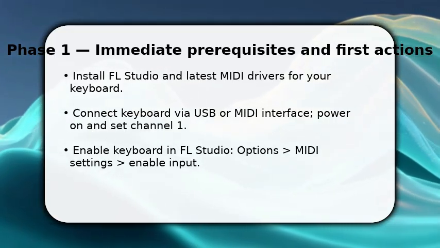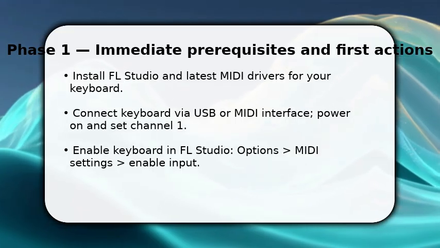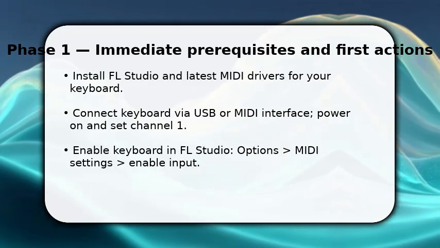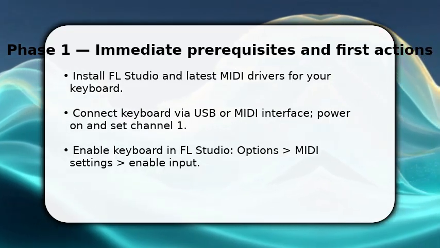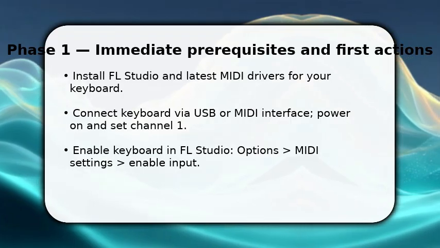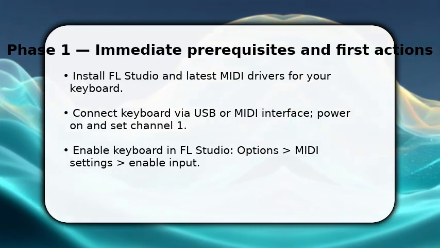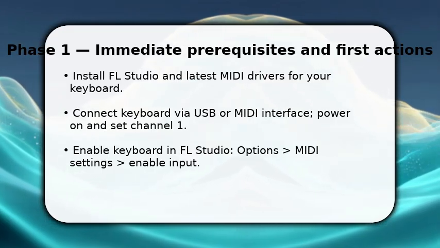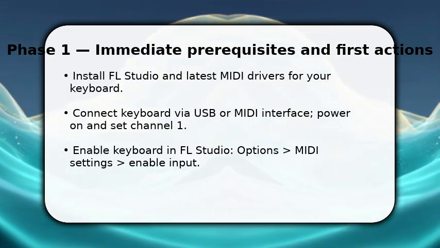Open FL Studio and go straight to Options, MIDI Settings, and enable your device as an input. Once done, set the MIDI port to 1 and choose a generic controller if no model appears. This first step gives FL Studio permission to receive notes. Make sure the green input indicator blinks when you press a key.